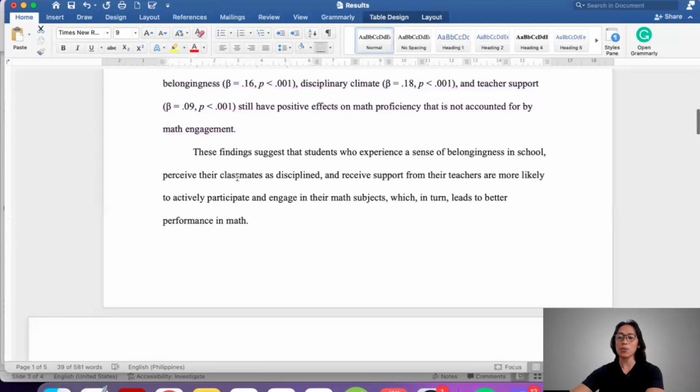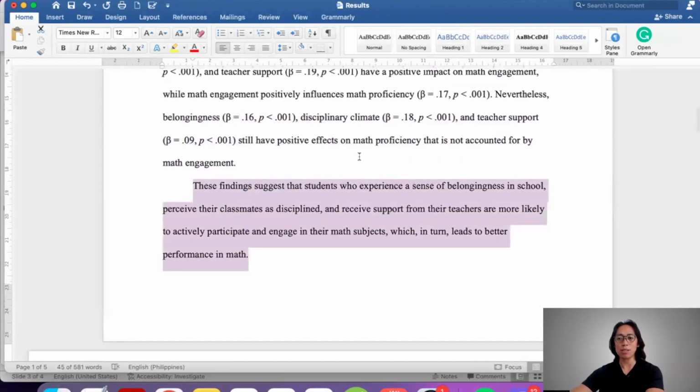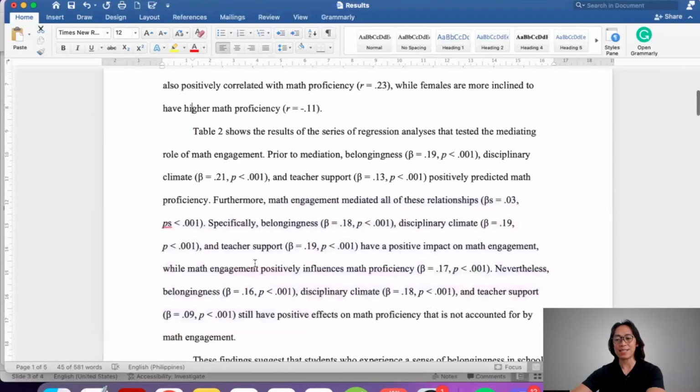Okay, and then the last part would be a short summary of all of the results, but written in a way that can be understood by somebody who is not very familiar with statistics. So I said here, these findings suggest that students who experience a sense of belongingness in school, perceive their classmates as disciplined, and receive support from their teachers are more likely to actively participate and engage in their math subject, which in turn leads to better performance in math. So this summarizes all of the results that I have shown in this section.